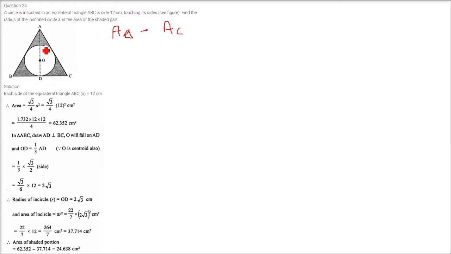So the area of the triangle, that is an equilateral triangle, is root 3 by 4 a square, that is side square, and the side is given already. So we get root 3 by 4 into 12 square, the area of the triangle. Now, what is the area of the circle? For that we have to find out the radius.